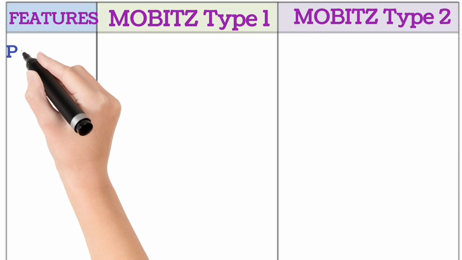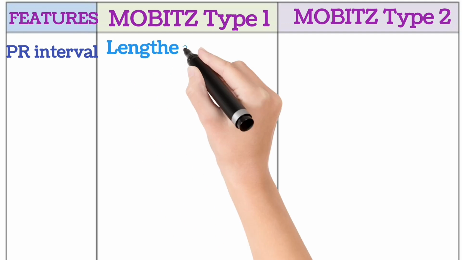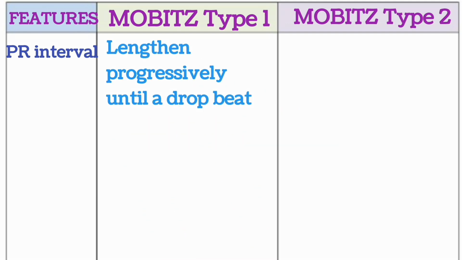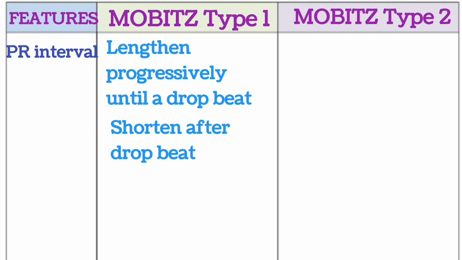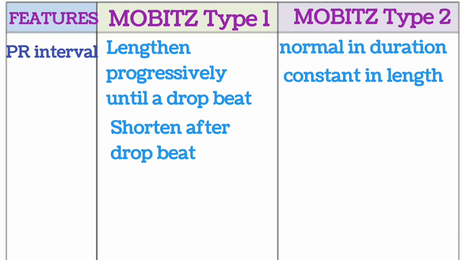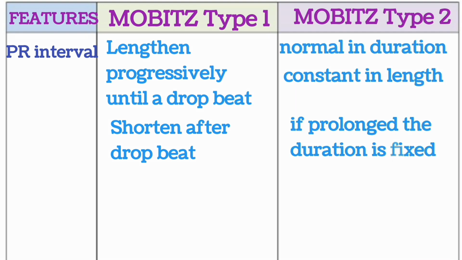ECG findings in Mobitz type 1: the PR interval lengthens progressively until a ventricular beat is dropped. In Mobitz type 2, the PR interval is usually normal in duration and constant in length. In Mobitz type 1, the PR interval shortens after the dropped beat. In Mobitz type 2, if the PR interval is prolonged, the duration of prolongation is fixed.